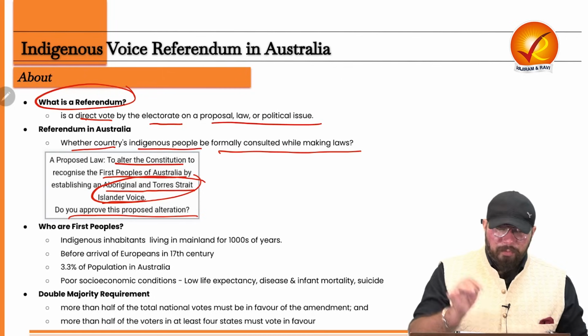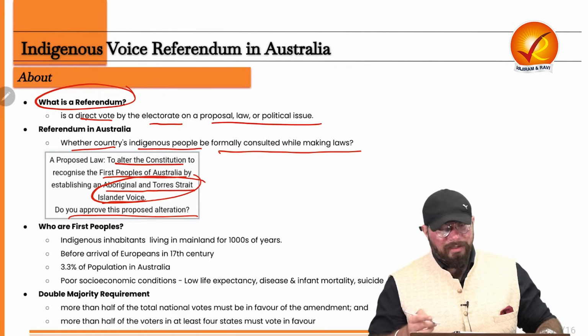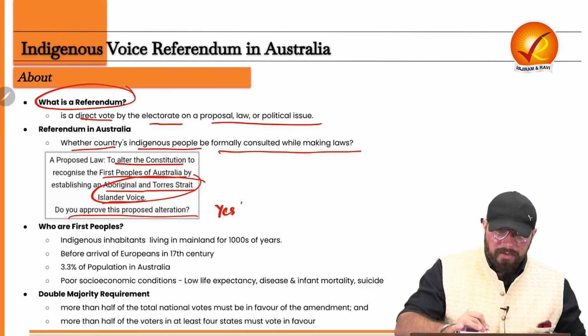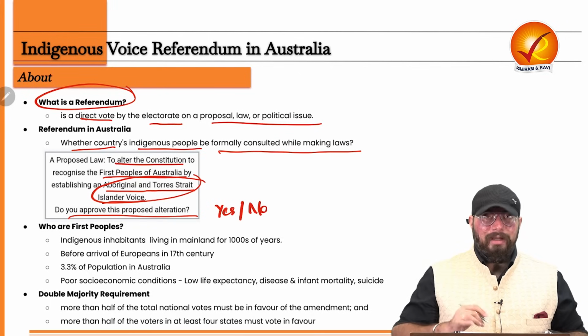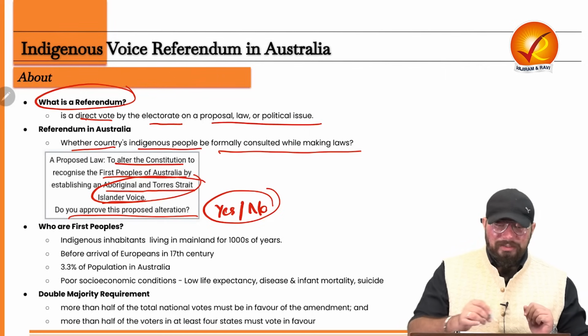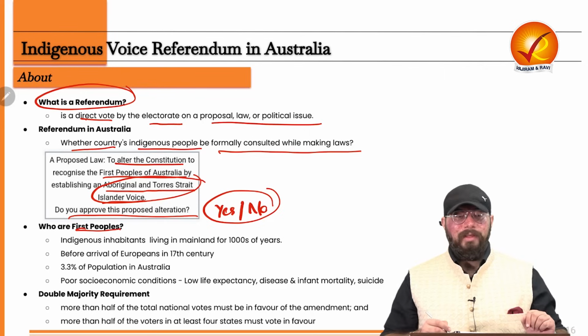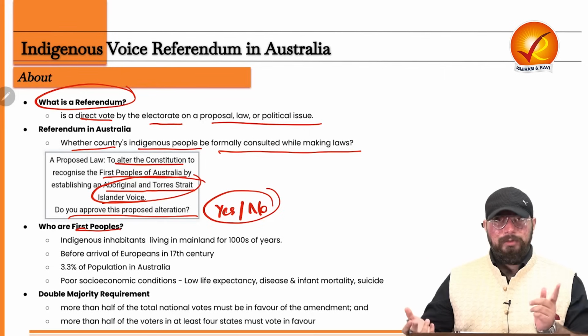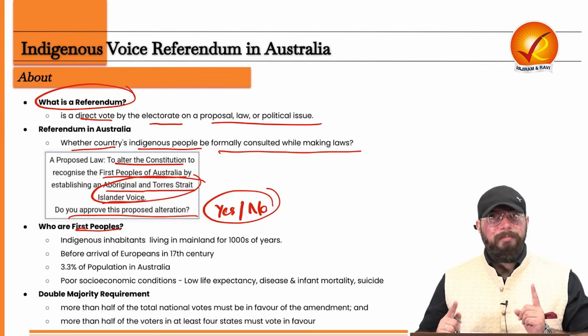Do you approve this proposed alteration? Now here the answer should be yes or no. And this is what a referendum is all about. Now the question is, who are the first peoples? Because the first peoples of Australia need to be recognized. Who are the first people?